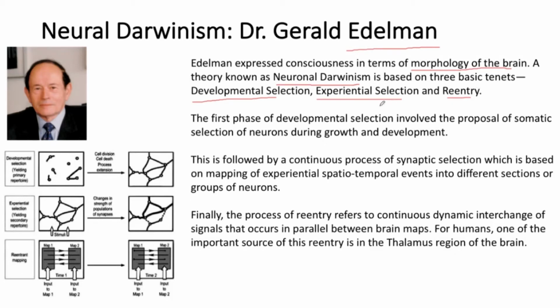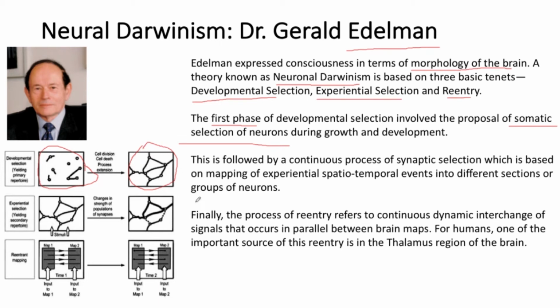Now, for example, when a child is first developing, at that time the child has billions of neurons in him. But at the first phase, this is the phase of developmental selection. It involves the somatic selection of neurons, during the growth and development. So you can see that this is where the first neurons are coming, and at the developmental phase, some of these neurons are selected and the networks are getting built, and that's the somatic selection phase. That's the developmental phase.